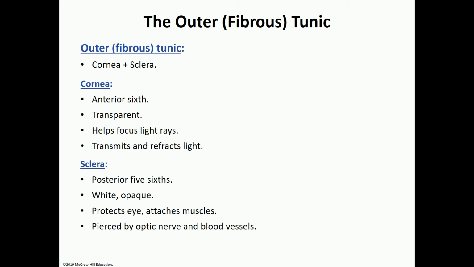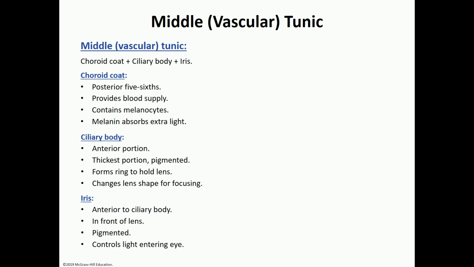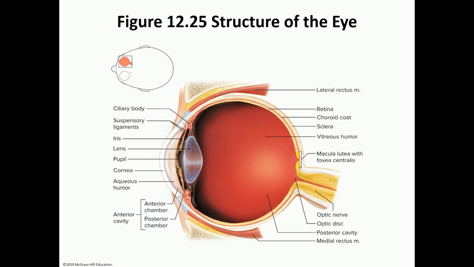The sclera, that's the white opaque part. It makes the majority of the outer tunic. It's protective, so it's made out of connective tissue. And this is, again, where the extrinsic muscles are going to attach to. They are pierced in the back by the optic nerve and blood vessels. The middle tunic is made out of the choroid, ciliary body, and the iris. And I really want to get to a picture to explain all of these different parts.